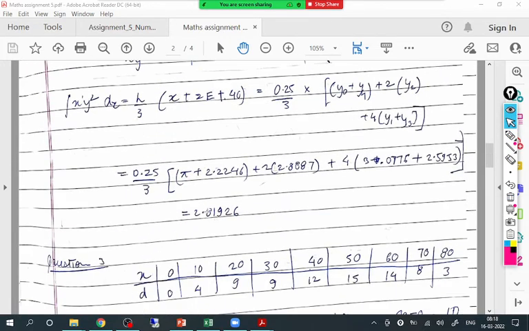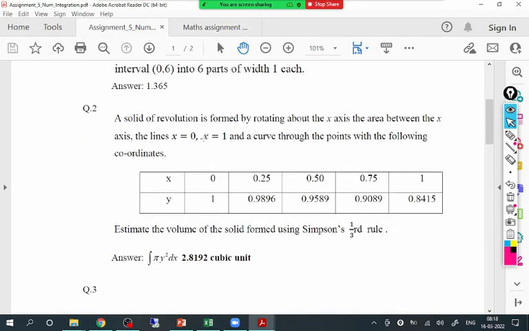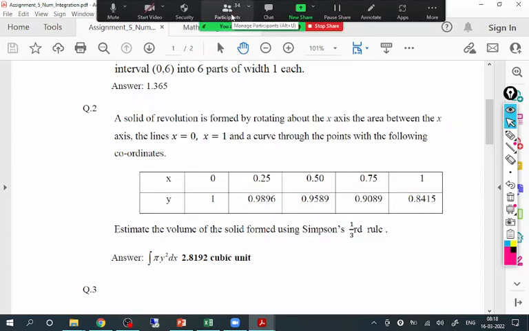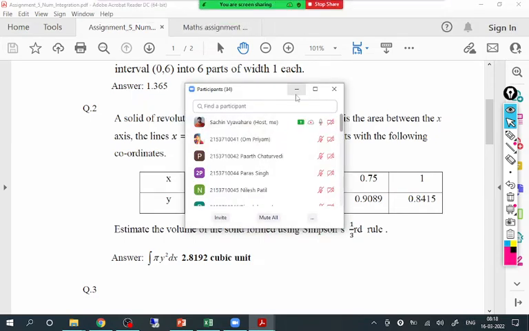Any doubt in question 2? Anyone? Is there any doubt in question number 2 here? Yes or no? Quick. Hello. I'm not getting any answers. Fast. Yes, sir. Yes, sir.